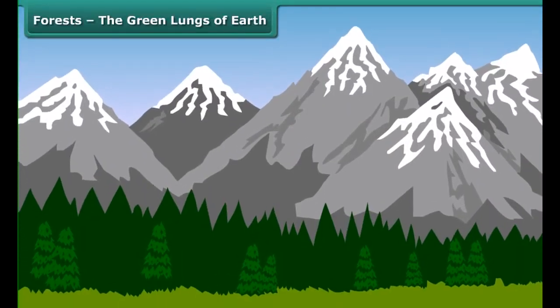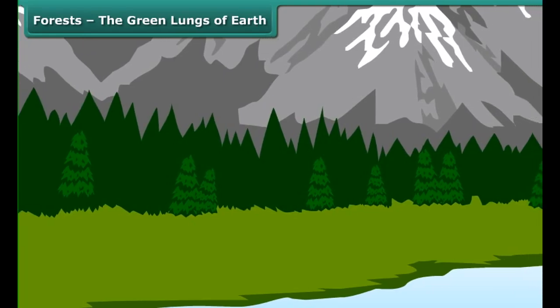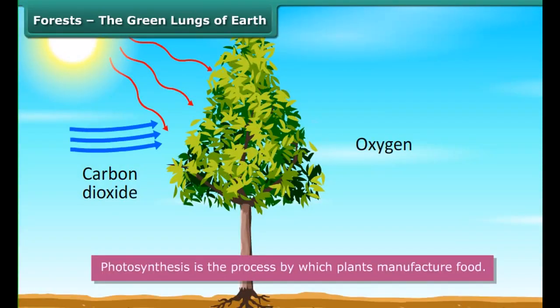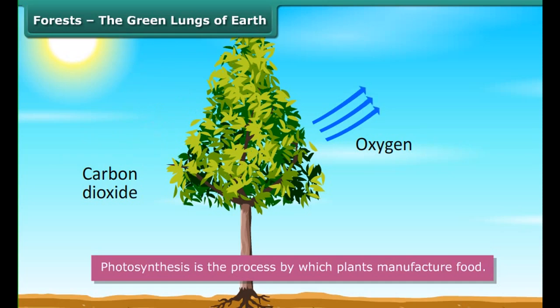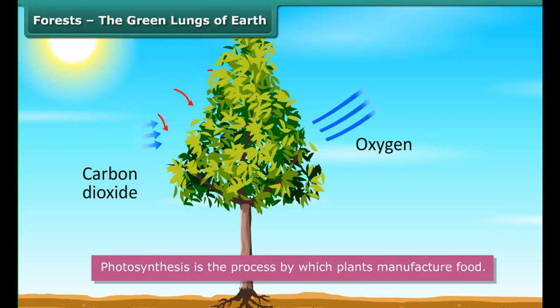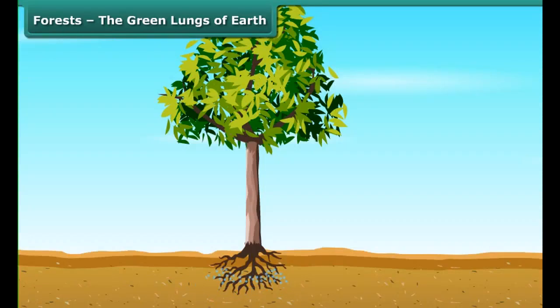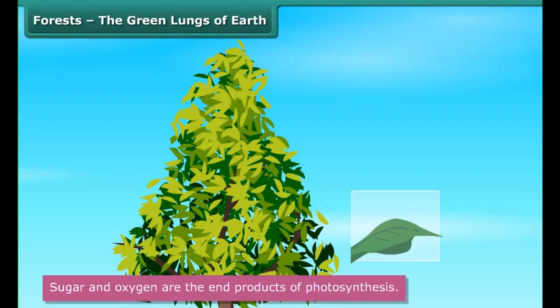Hills have dense forests. Forests maintain the balance of oxygen and carbon dioxide in the atmosphere through photosynthesis. Photosynthesis is the process by which plants manufacture food. In this process, plant leaves use the light from the sun to synthesize food from carbon dioxide and water. Carbon dioxide is released by human beings and animals. Water is absorbed from the soil by plants. Sugar and oxygen are the end products of photosynthesis.